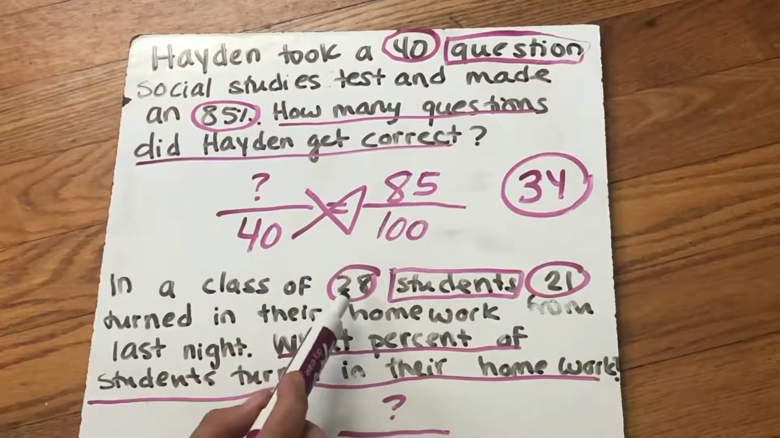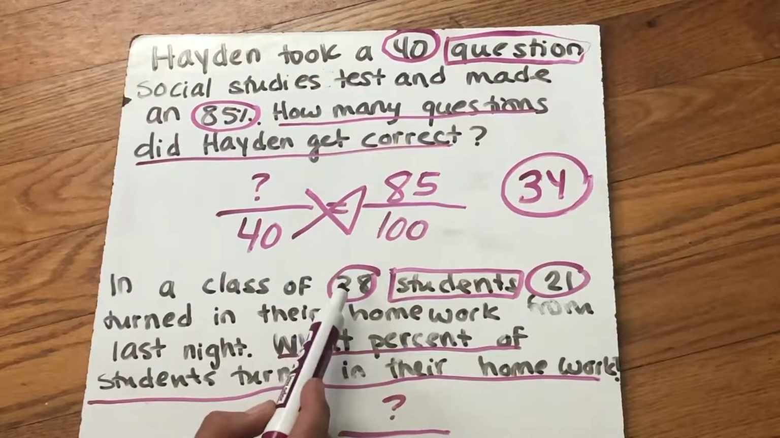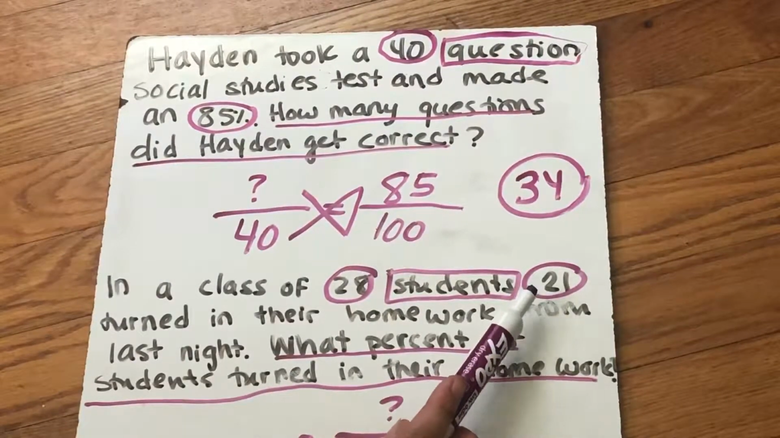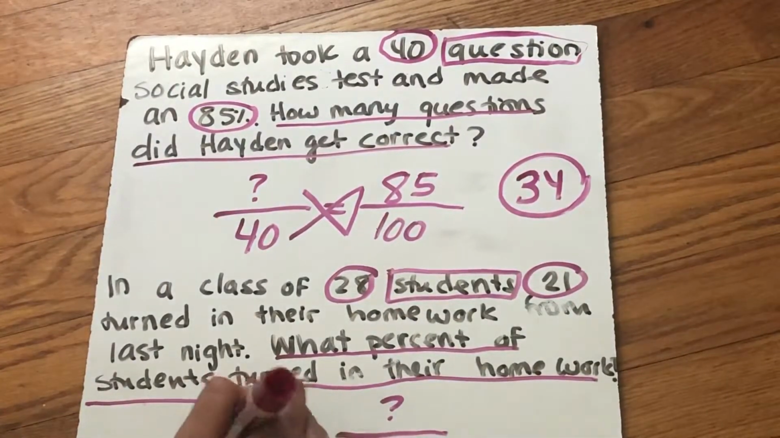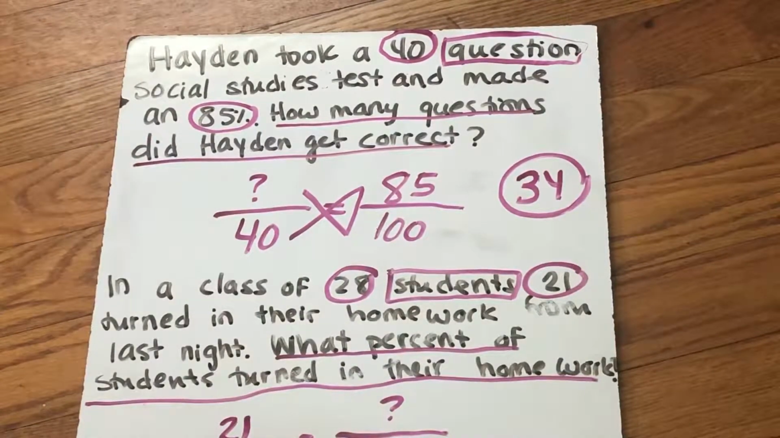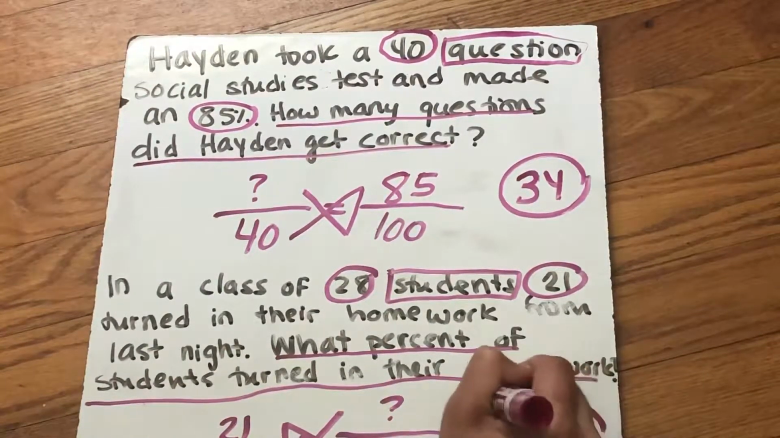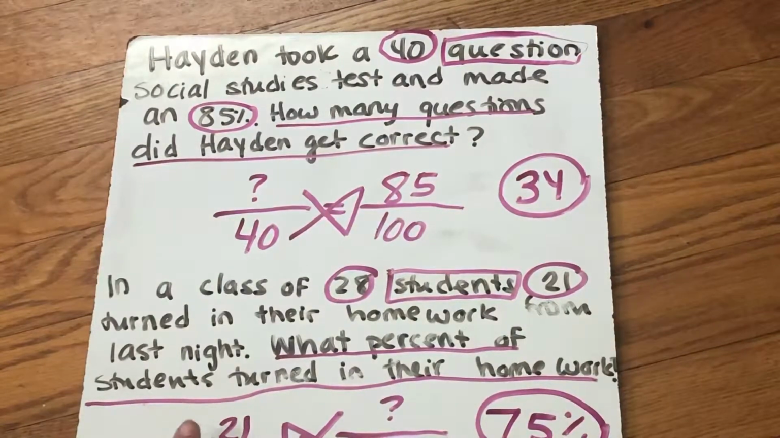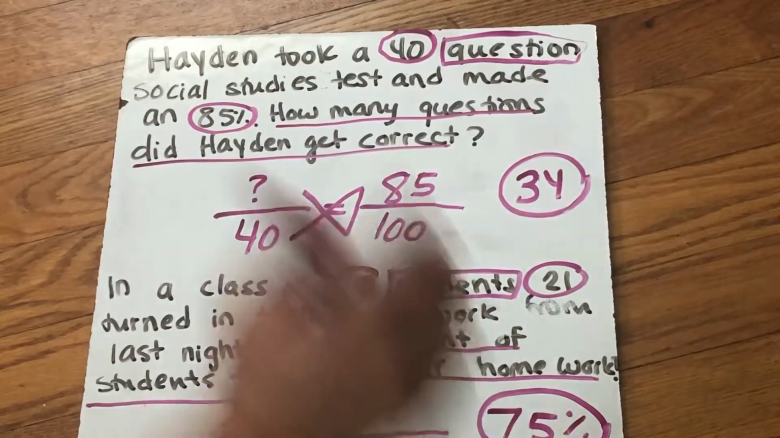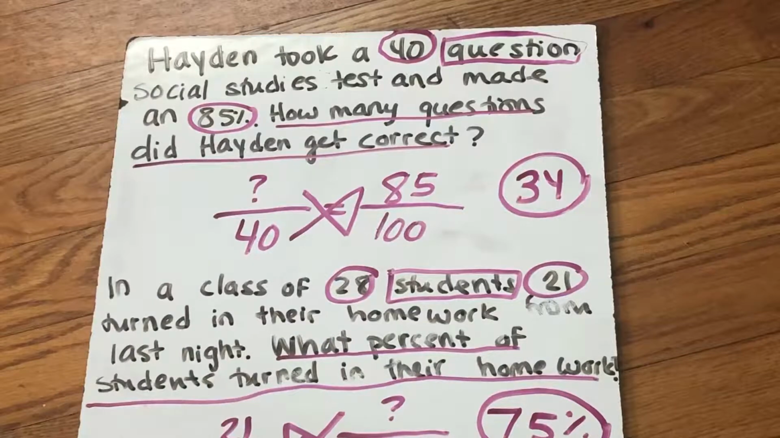Well, the class has 28 students in total, and 21 was the part of the students that turned in their homework. So I'm going to put 21 as the part and 28 as the whole. So I'm trying to figure out what percentage is 21 from 28. So I'm going to cross multiply and divide. When I do 100 times 21 divided by 28, I get 75 in my calculator. So 75% of the students, 21 is 75% of 28. 75% of those students turned in their homework.